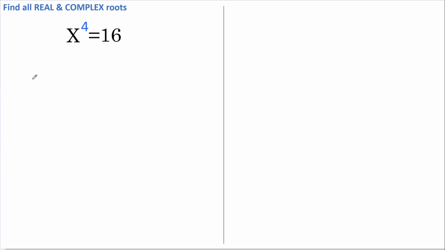The square root of x to the 4 is x squared. And the square root of 16 is 4 or negative 4. Now let's take the square root again. This time we end up with x equals the square root of 4, which is 2, or negative 2. Now, what's the square root of negative 4?